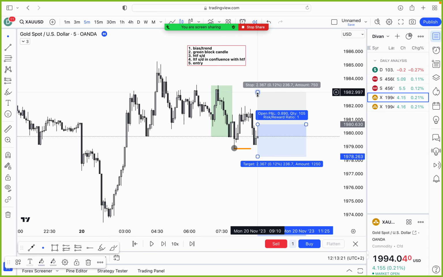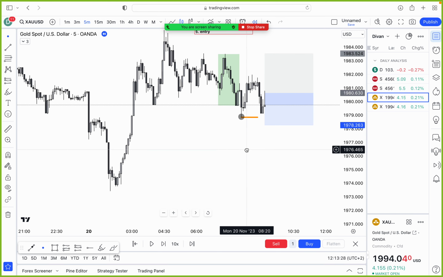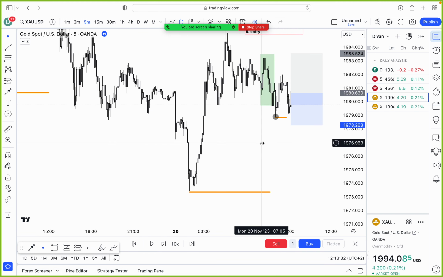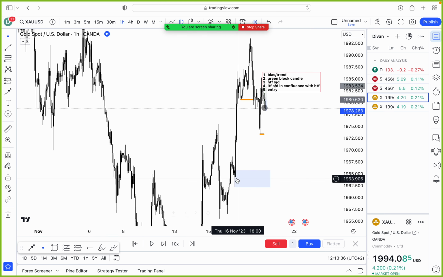Okay, and no, where was it? It was here. I can't remember where my stop loss was. Okay, but let's leave it like that. And my first take profit was this liquidity here, and then like I said, my last one was obviously this, was my overall target.